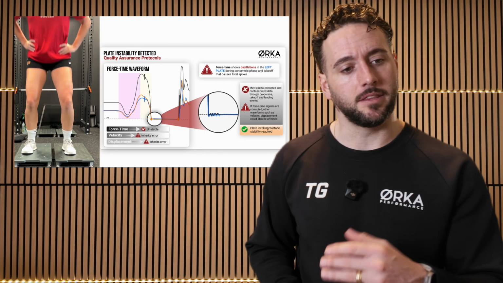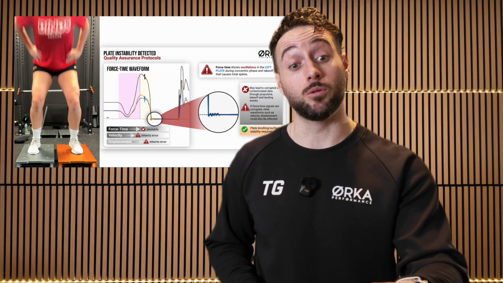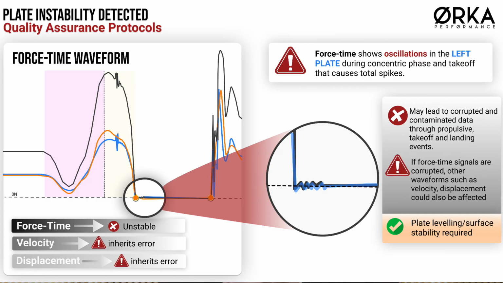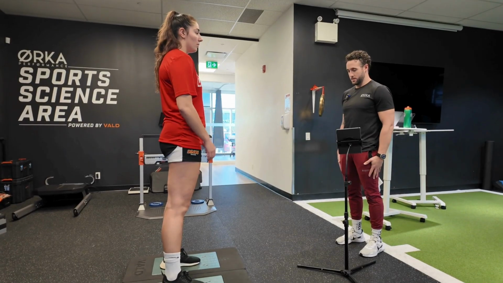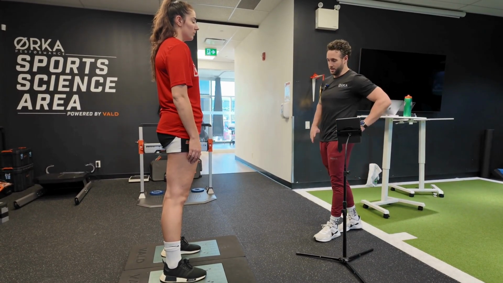So interestingly, in this situation, we could actually have an unstable plate or unstable surface, right? And now the problem is these subtle little oscillations can affect takeoff or landing events and can contaminate total force during the concentric phase and affect everything from force time to displacement to velocity. One foot on each plate, arms by the sides, nice and still. Okay, hands on hips.